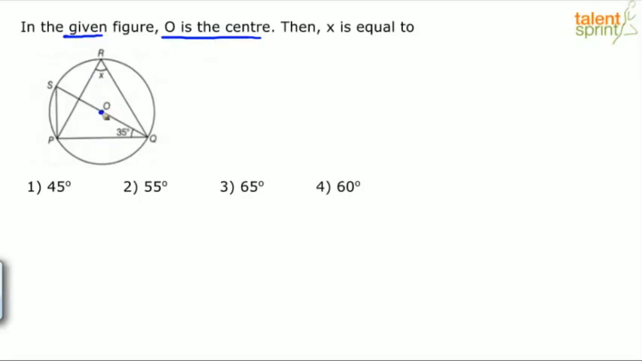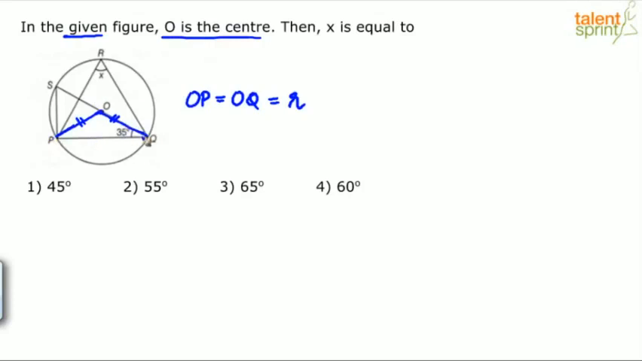See, observe, O is the center, so clearly OP and OQ will be equal. OP and OQ, these two lengths will be equal. Why? OP is equal to OQ, equal to the radius of the circle. From the center to any point of the circle will be the radius, right? So OP and OQ are equal.